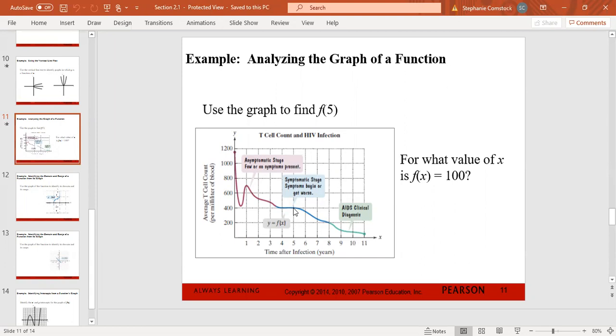Now, the second question that they ask is the one over here on the right. It says, for what value of x is f of x 100? So what we're going to have to do is start right here at 100 and follow that line all the way across. Normally there would be a little bit better graph here, but you're going to wind up right here at about this point. So we're going to say when x is 9. So that's one of the ways.